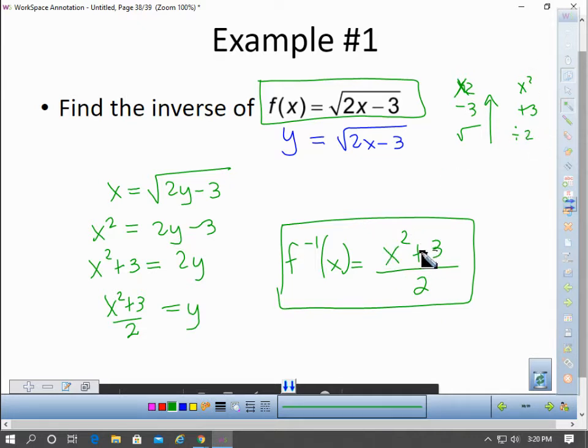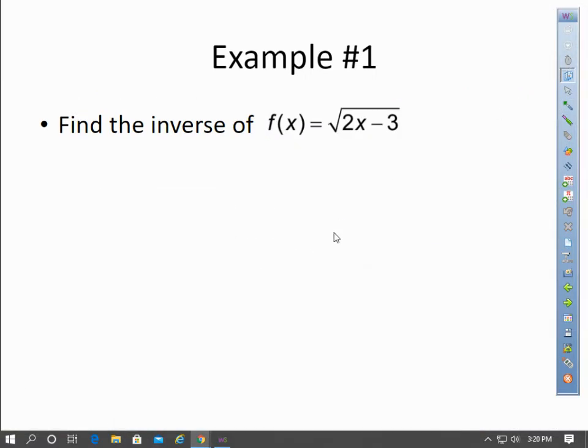So notice that's exactly what's happening here to our x. It's being squared first, then they added 3, and then it's divided by 2. So to find an inverse, you just have to do the opposite operation in the reverse order. The easiest way to do that is just to switch your x and y.